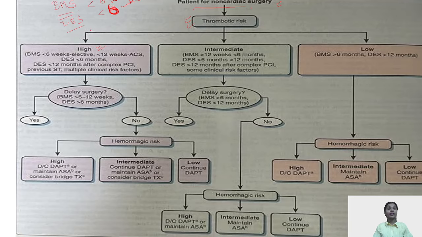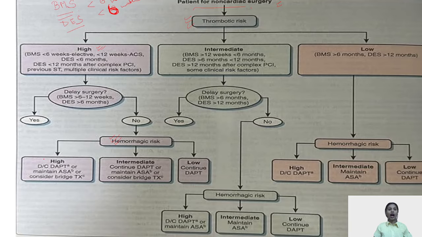Now, if we can delay such a case, then we have to delay the case. Okay. And now, if we cannot delay the case, suppose it's an emergency case or a time sensitive case, then we have to test or judge the hemorrhagic risk that the surgery has. According to the hemorrhagic risk, again we can divide into high, intermediate, or low, like I've already told about the surgical stratification: high, intermediate, and the minor surgeries.